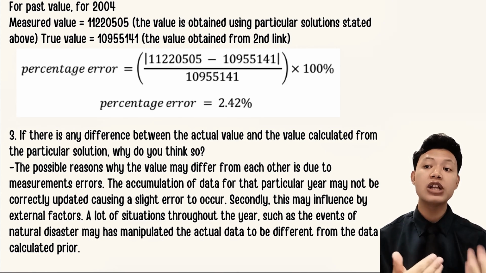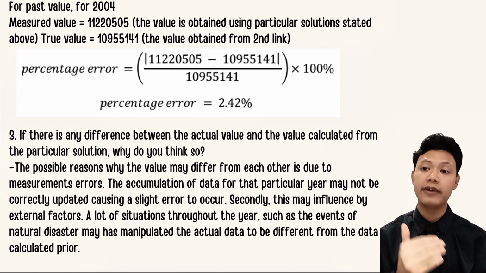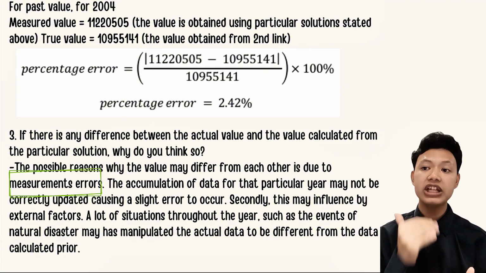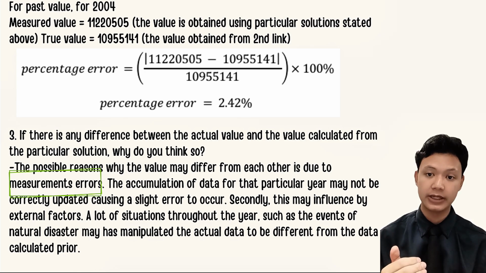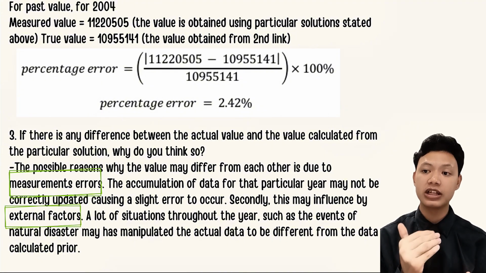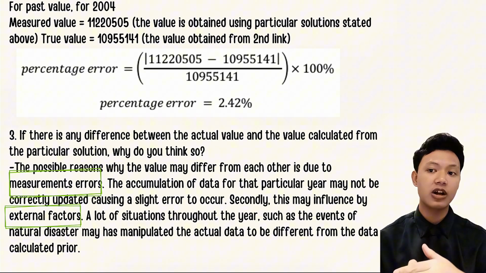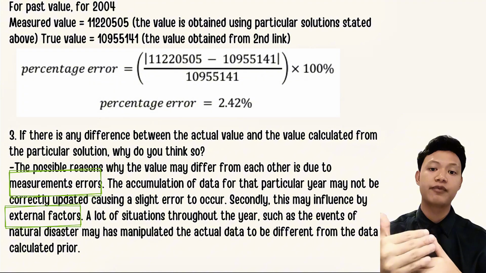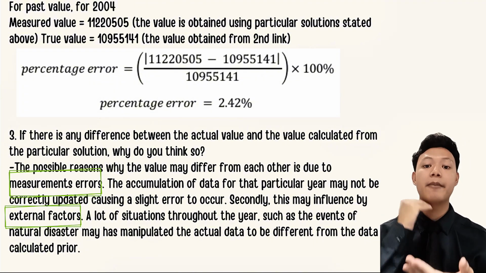Now, number 3. If there is any difference between the actual value and the value calculated from the particular solutions, why do you think so? The possible reasons why the values may differ from each other are measurement errors. The accumulation of data for that particular year may not be correctly updated, causing a slight error to occur. Secondly, this may be influenced by external factors. A lot of situations throughout the year, such as a natural disaster, may have caused the actual data to be different from the calculated data.